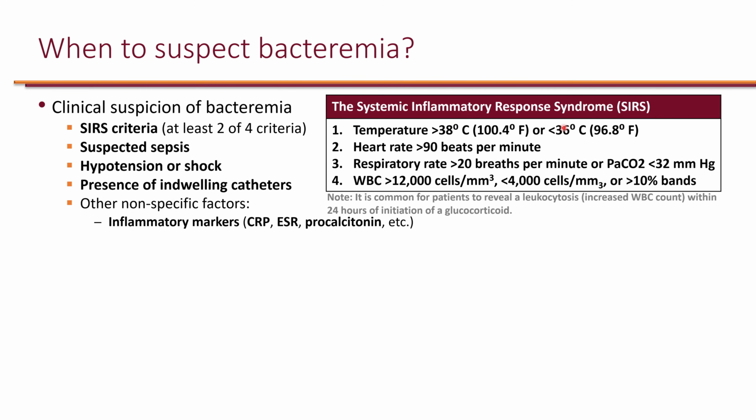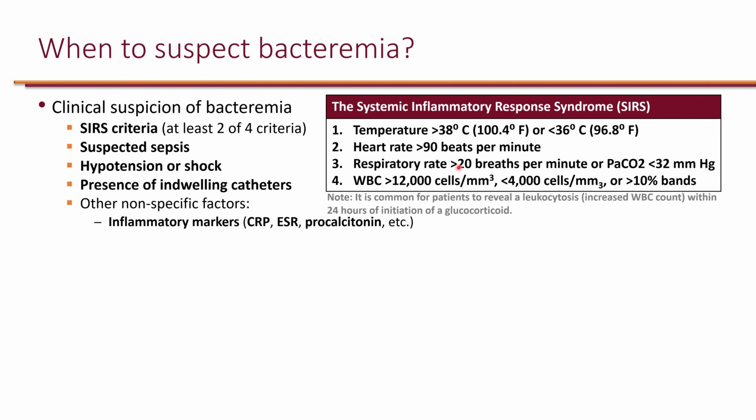Or hypothermia, if the temperature is lower than 36 degrees Celsius or less than 96.8. Now, hypothermia is relatively less common in infections. It's fever that's more common, but again, hypothermia is possible in patients with infections. The second criterion is a heart rate of greater than 90 beats per minute. This is essentially the body's reaction to blood pressure dropping. If somebody is having hypotension as a result of systemic reaction to infection, the body will try to compensate. So heart rate greater than 90 is the second one.